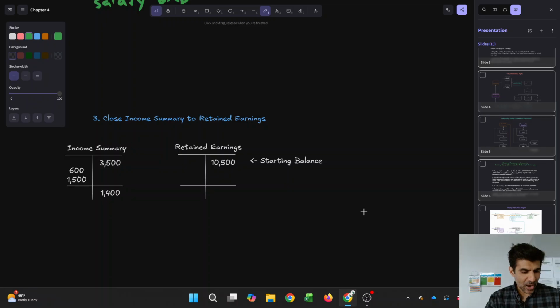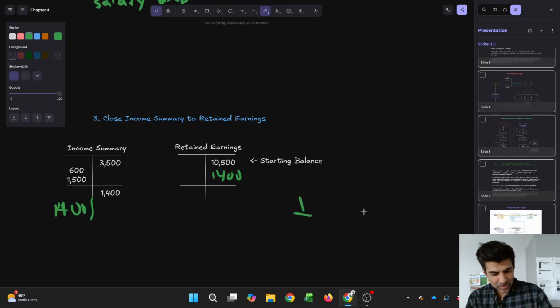Now I need to close income summary. I have this $1,400 balance. I need to debit this 1,400 and credit this 1,400. So again, the entry is income summary, debit 1,400, credit to retained earnings.